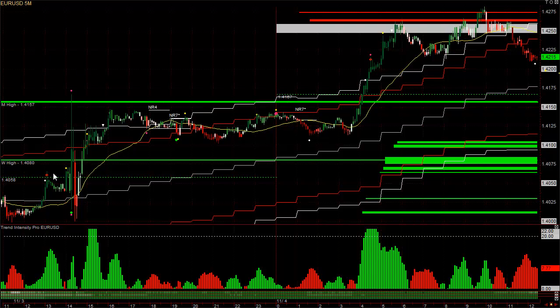Here we have the euro dollar. Yesterday it made an explosive move up, and there was really no pullback whatsoever. The market just went sideways. Today, again, it exploded up. And notice the real-time trend is over the 20. This is our trend explosion system.